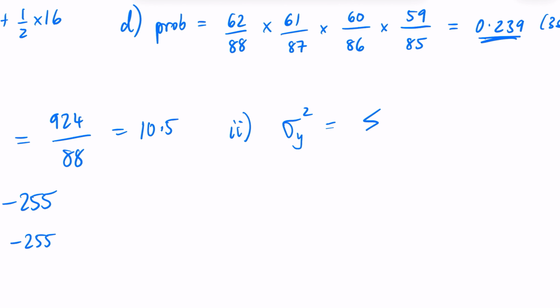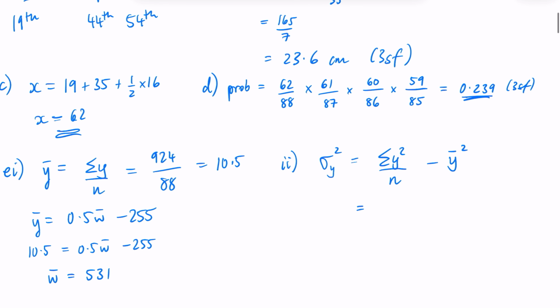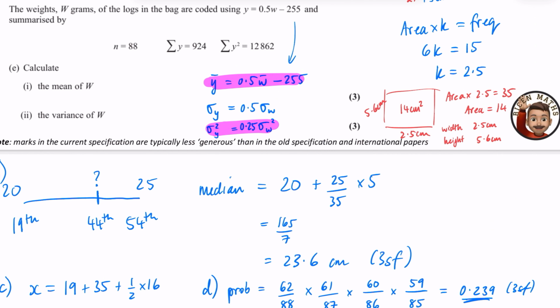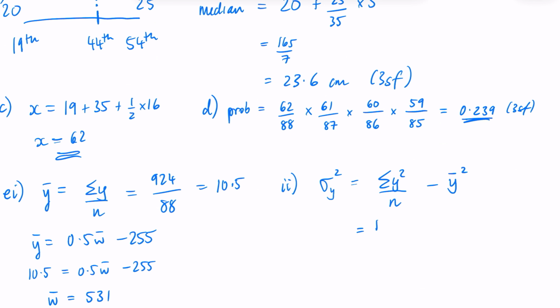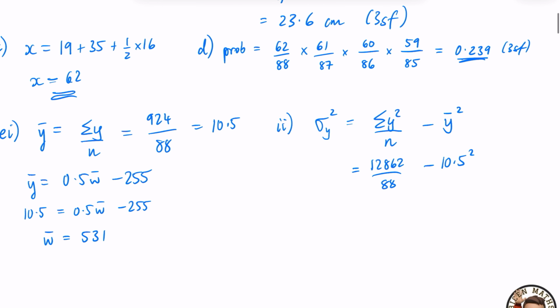So it will be the mean of the squares, so that's the squared values summed divided by n, minus the square of the mean, and we've already worked that out. So the sum of y squared over n, the sum of y squared is 12,862. 12,862 divided by 88, minus the 10.5 squared, because we worked out that y bar over here was 10.5. So it's 12862 divided by 88, minus 10.5 squared, and we get that this is 395 over 11. So this is the variance of y.